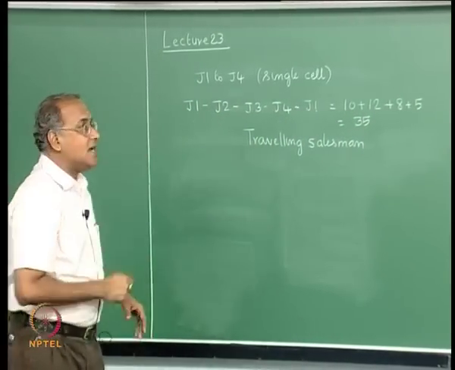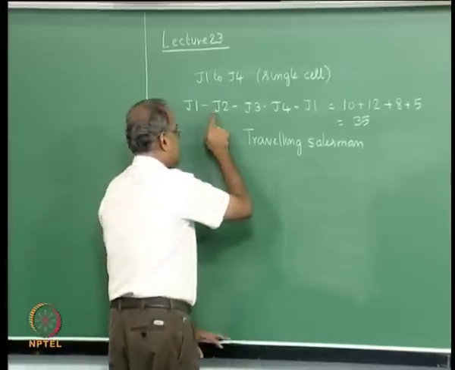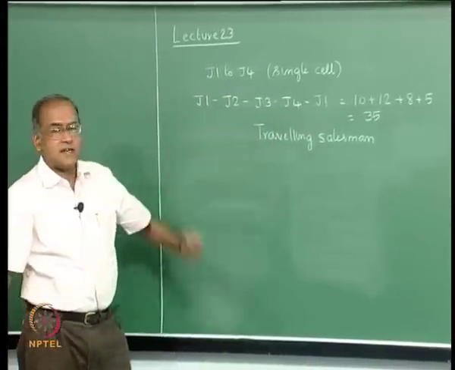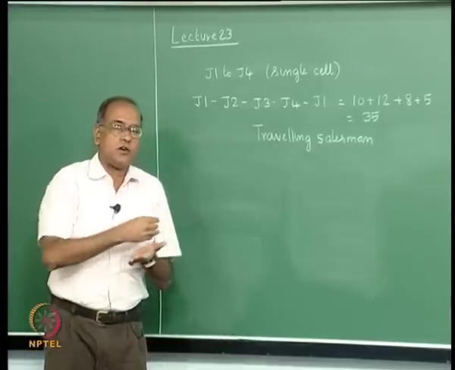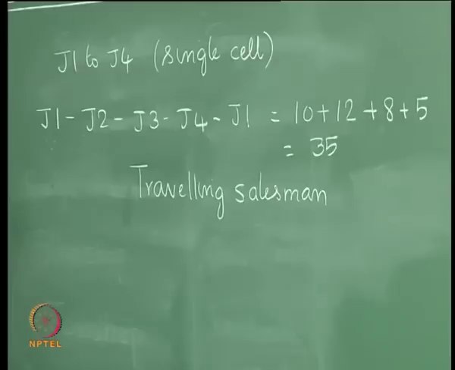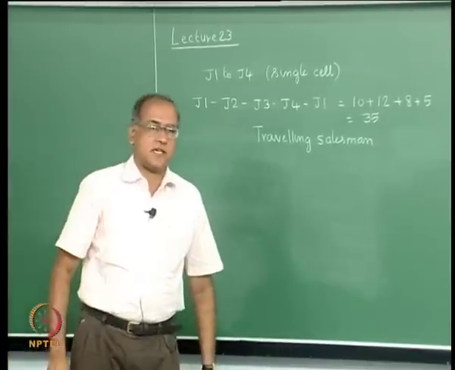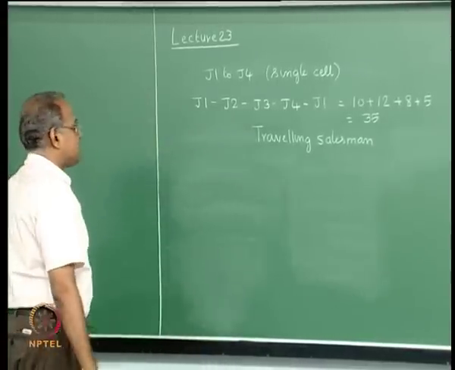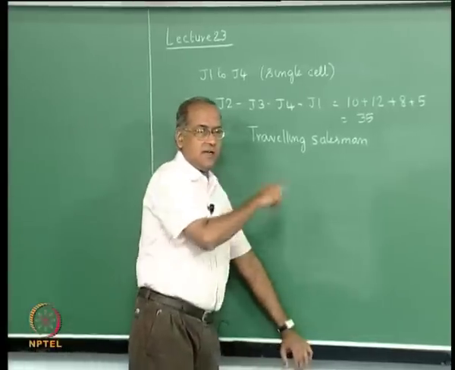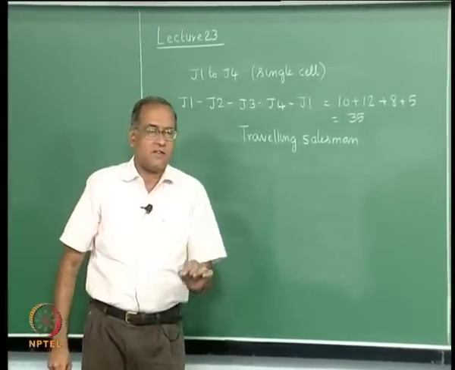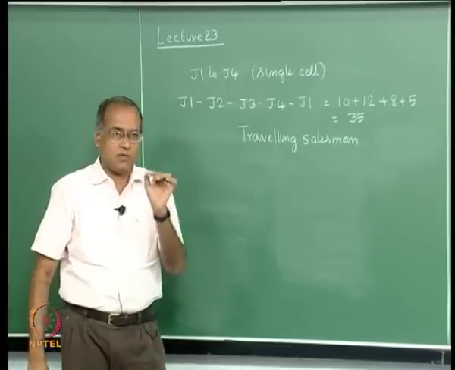So, the question is, given a sequence J1, J2, J3, J4 and back to J1, it will take 35 units of time for total changeover. What is the sequence that will minimize the sum of changeovers, which is the same as what is the sequence the travelling salesman should take such that he or she visits every city once and only once.